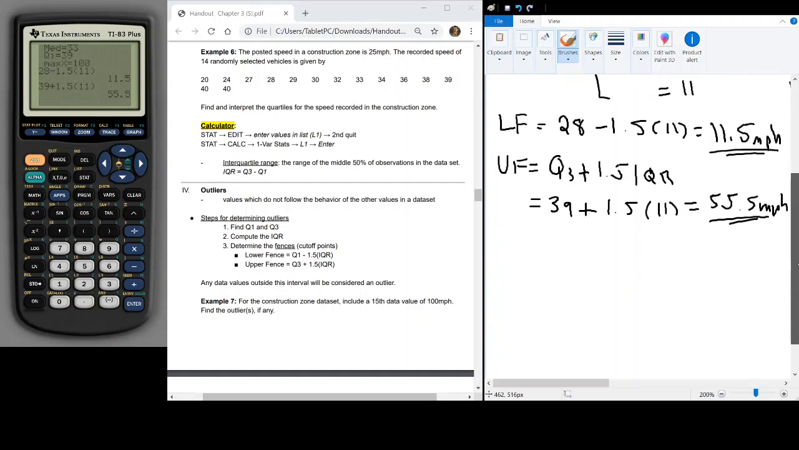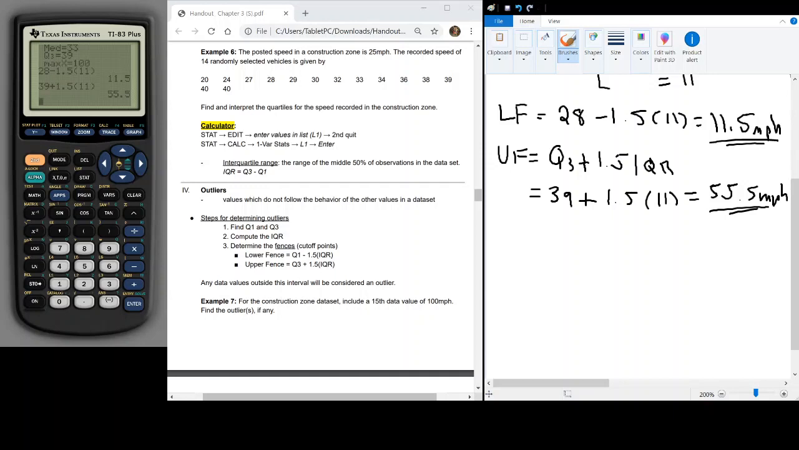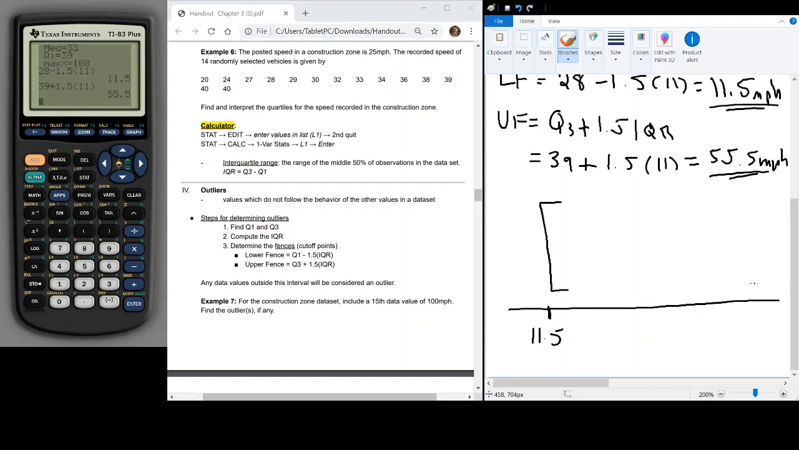So what does that look like? Imagine we have a horizontal axis. On that horizontal axis, I'd like to draw the acceptable region, the acceptable boundary for the data set. I'm going to draw the lower fence with a big square bracket, and on this axis I'm going to call that 11.5. Likewise, we'll take the upper fence with a square bracket. The value on the horizontal axis here, we'll call that 55.5. And this is the acceptable region here.